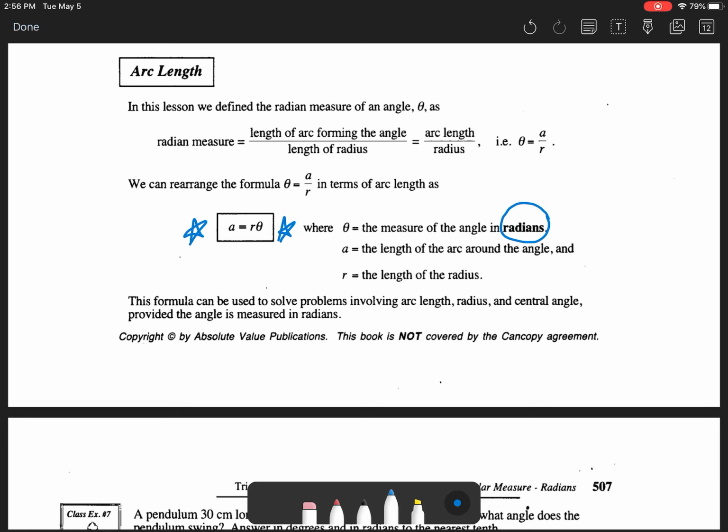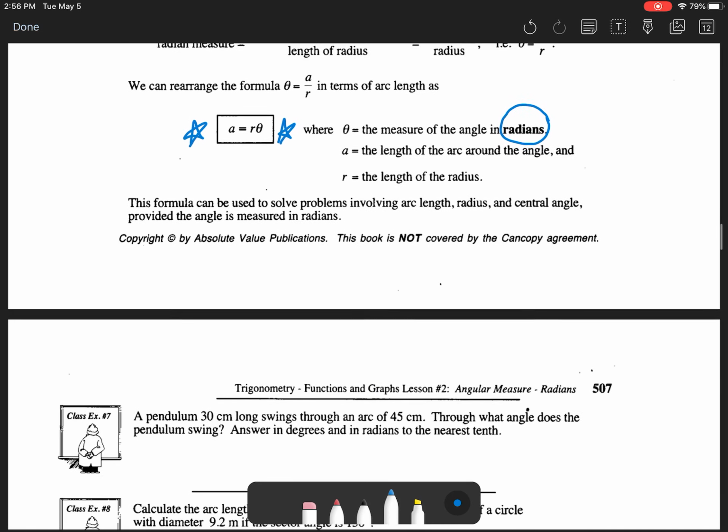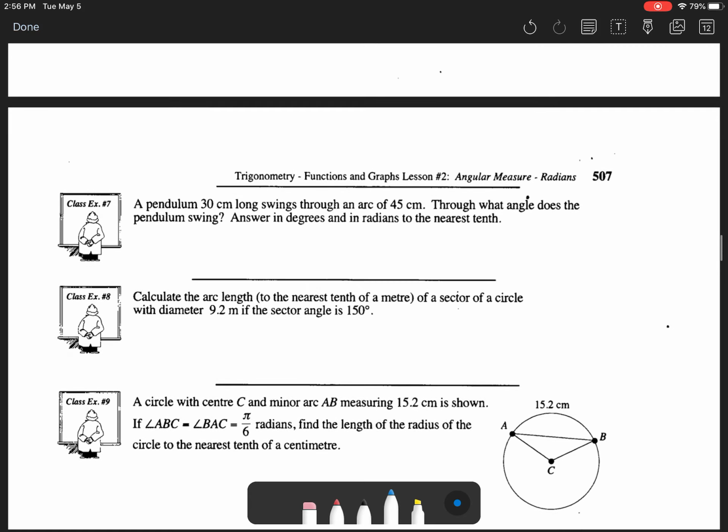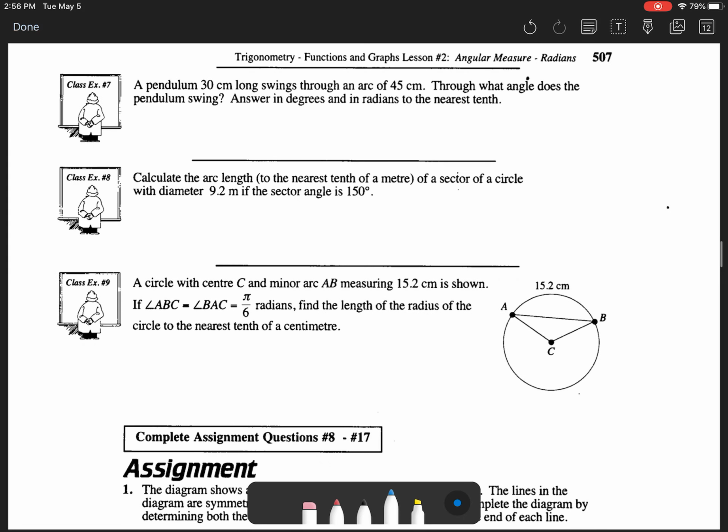A obviously stands for the length of the arc, and r is the radius of the circle. So it's a very simple formula, but again, we have to remember that theta is in radians, and you'll see that in a couple questions here. So first question says, a pendulum that's 30 centimeters long swings through an arc of 45 centimeters.